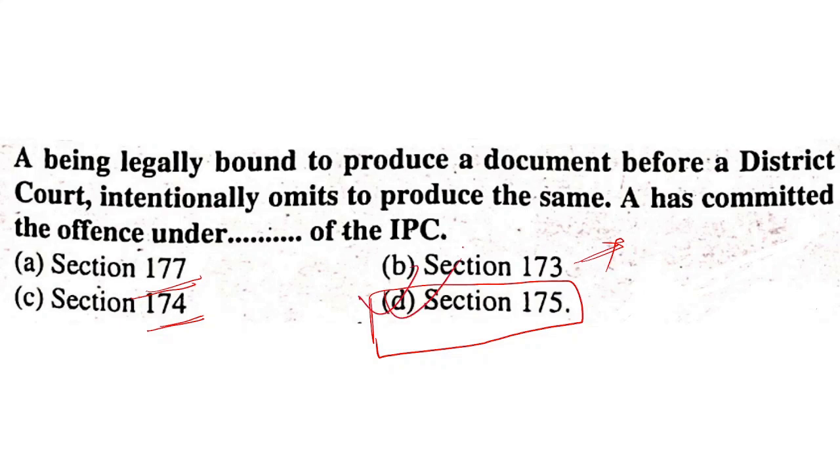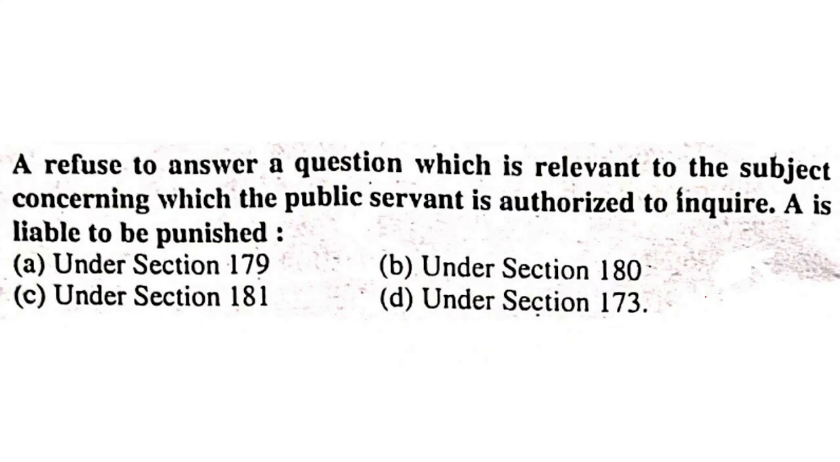Section 175. A refused to answer a question which is relevant to the subject concerning which the public servant is authorized to inquire. A is liable to be punished under section 179, 180, 181, or 173?